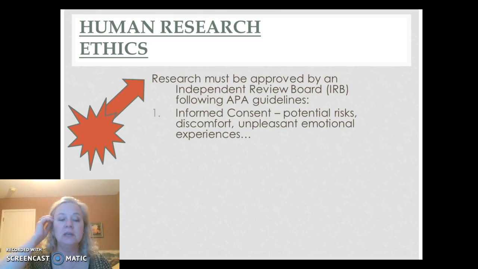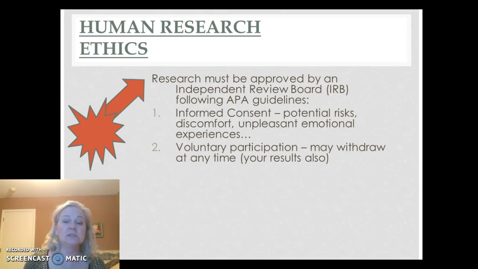If you're participating in a social psychology research study, they can deceive you. They don't have to tell you exactly what they're studying, but they do need to tell you it is possible that you might feel some unpleasant emotional experiences during this study. And you know what? If you don't want to do it, if you don't want to experience discomfort, you don't have to do it. So every research participant has to be voluntary.